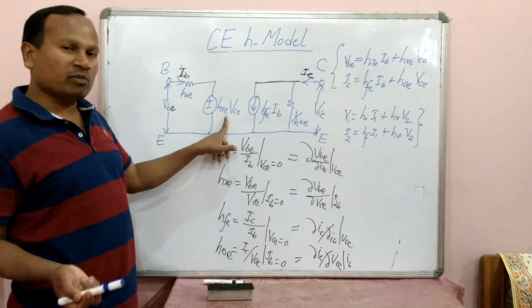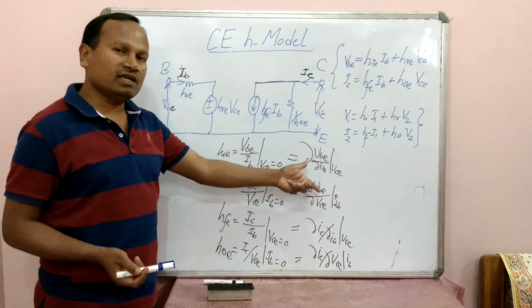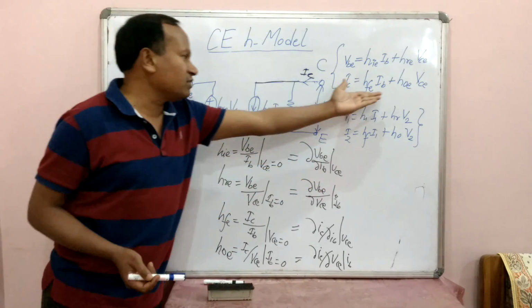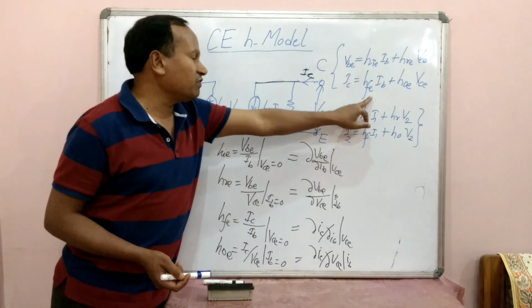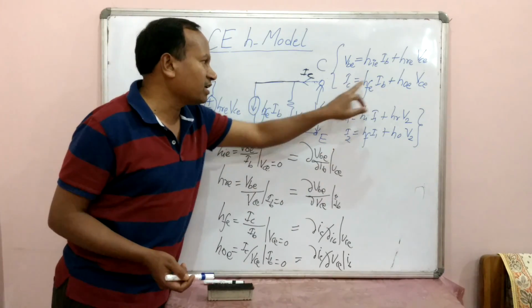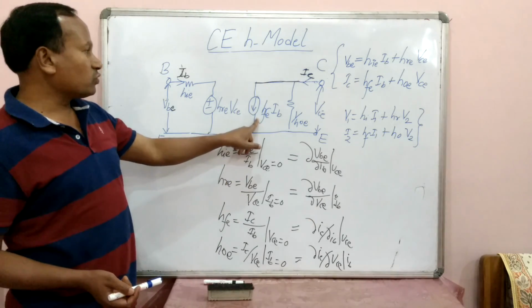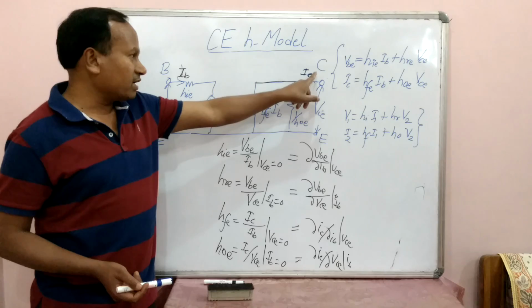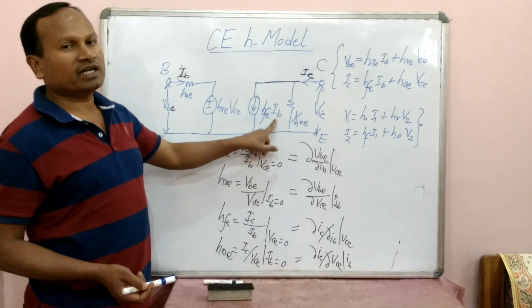What is there in the hybrid model? hrV2. This is HRE into V2. What is V2? VCE. Similarly, the output IC is divided into two parts, HFE·IB plus HOE·VC. What is HFE·IB? This is nothing but a current dependent current source. So we have included one current dependent current source, which is the part of the collector current depending on the input current IB.